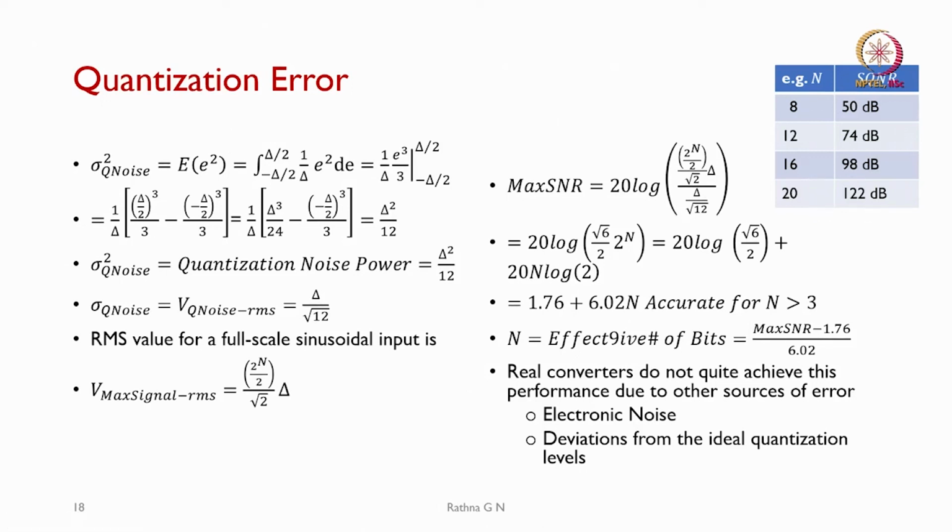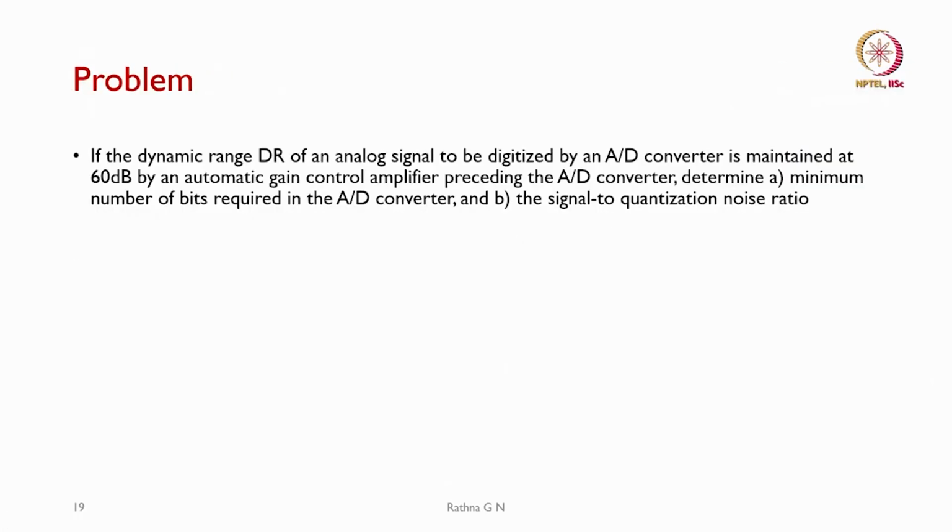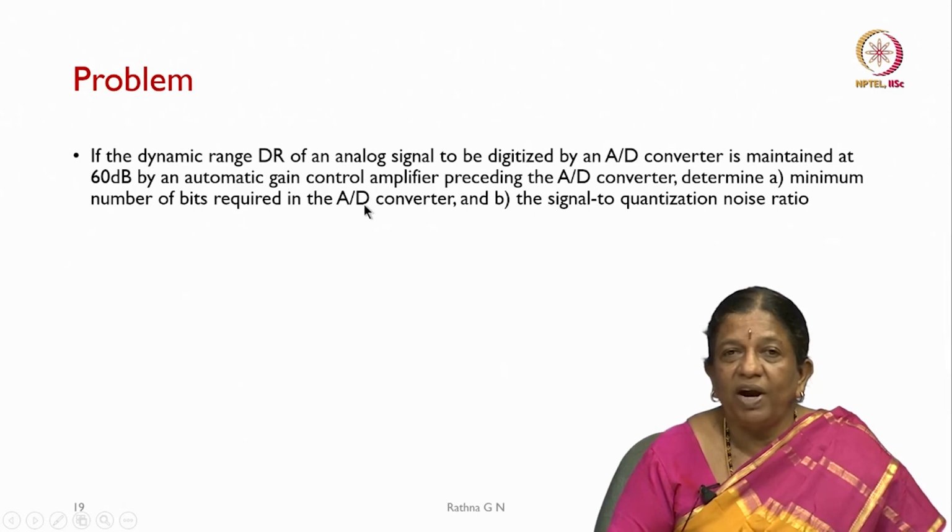CD quality, as I was telling, is approximately 90 dB that we want to have. So, we can achieve that quality of signal to noise ratio with 16 bits. Coming next, we will work out a problem, to check whether you have understood dynamic range and the number of bits required.